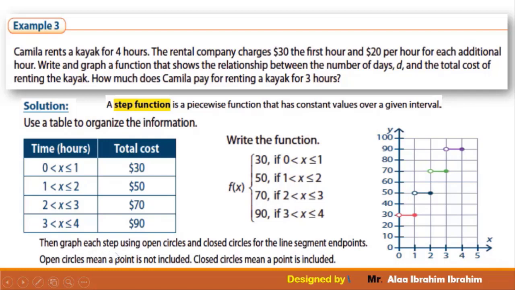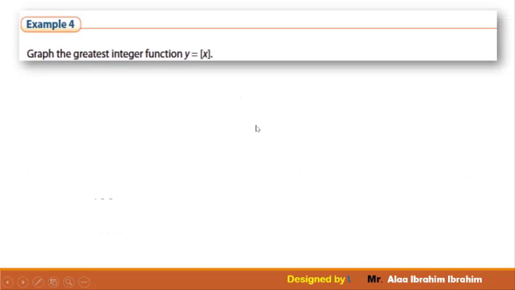So we graph each step using open and closed circles, making line segments. Always we have line segments. This is a step function. The step function has three parts here: constant, line segment, and the slope always 0. So remember this. Now we're going to another topic.